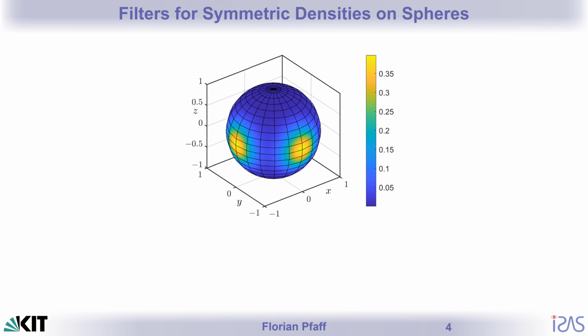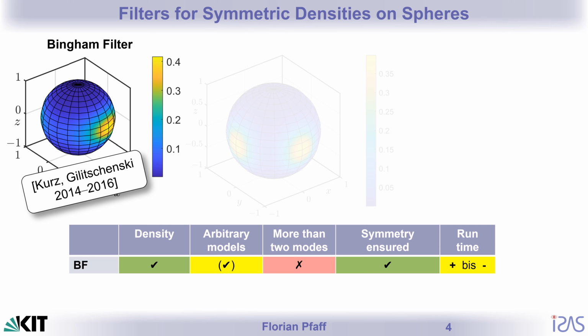We've got a density here which has 4 modes. You can only see 2 of them, but you can imagine where the others are based on the symmetry. With a Bingham filter, what I did here was sample from this density and then approximate it with a Bingham distribution. In this case, I just got something that has 2 modes. Bingham can have very high probability mass along a great circle, but in this case, we get something typical that has 2 modes. We cannot have more than 2 modes. We can consider arbitrary models with some extensions: we have a density and we ensure the symmetry, but it can be slow if you use these extensions.